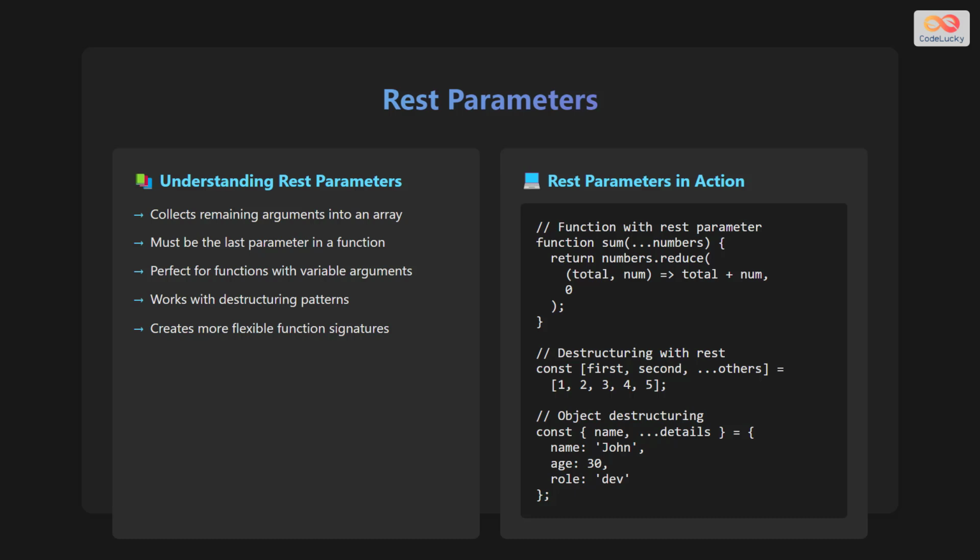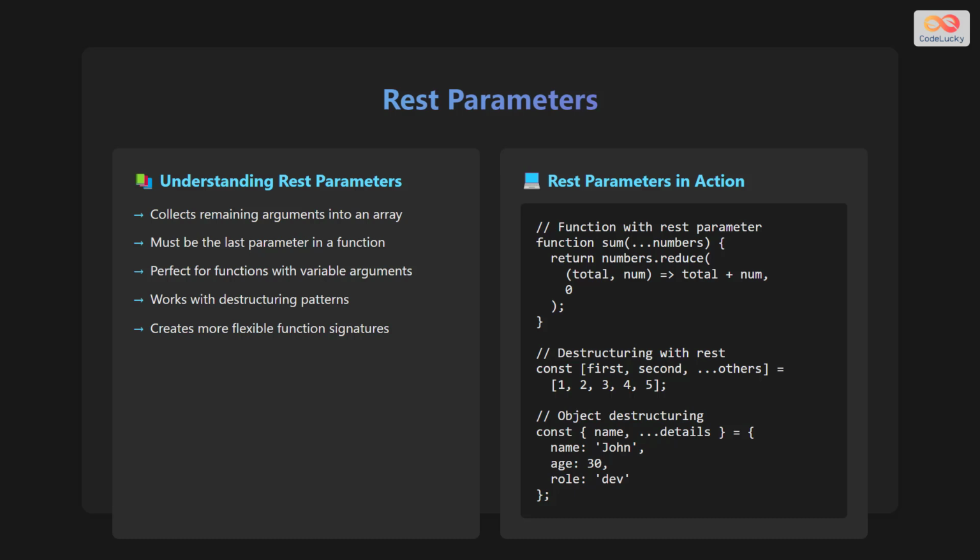Let's take a look at how it works. Here is a function sum with REST parameter numbers. This function will add all the numbers passed to it using the reduce method. REST parameters can also be used with array and object destructuring.